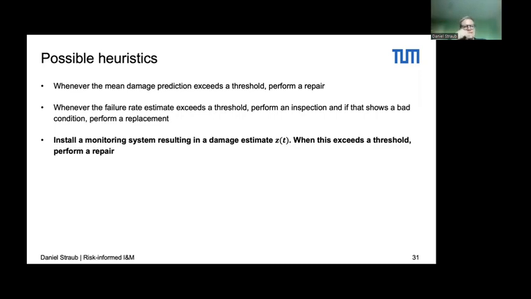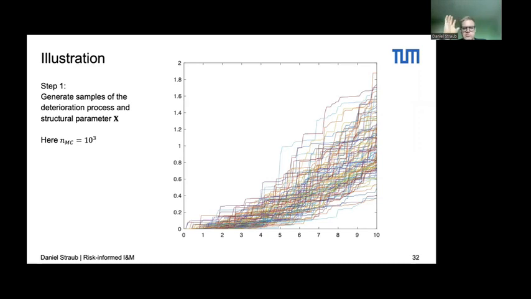So in step one, I generate Monte Carlo samples of my deterioration process. What we do typically in our applications is in the order of 100 to 1,000. So in this case, I do 1,000. I plot 100, but I do 1,000 simulations. These are the trajectories that I generate.